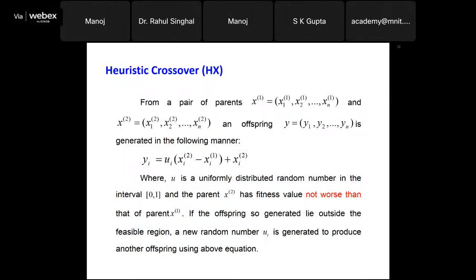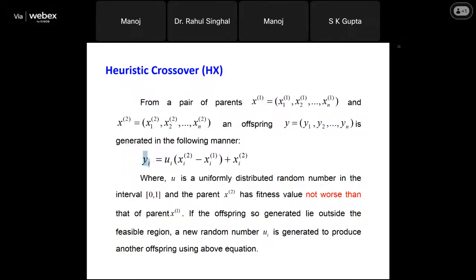That means you find out a random value ui. Now applying this formula, if somehow yi comes out to be either more than bi or less than ai, that means you are violating the bounds, then you basically start counting how many times it happens. So this violation of bound is counted as a failure, and for a fixed pair of parents you count how many times you failed, and then you keep an upper bound on that. Let's say k is the upper bound.